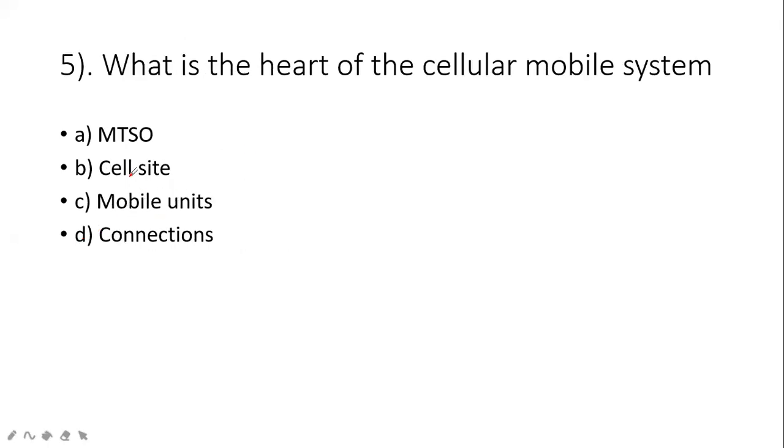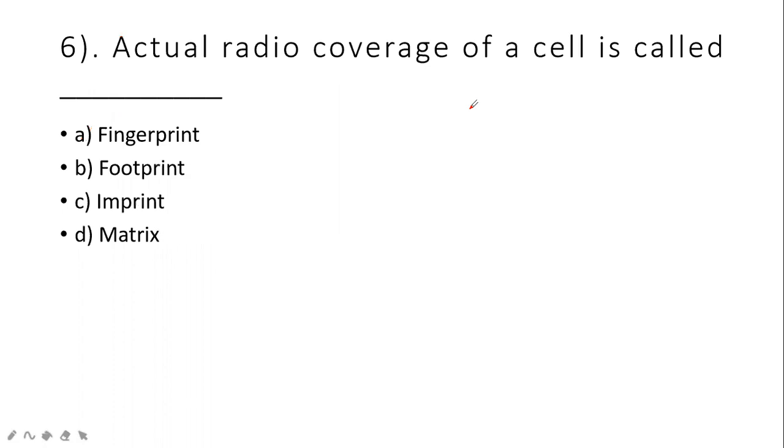Next question. Which is the heart of the cellular mobile system? The answer is MTSO, the Mobile Telephone Switching Office. Sixth question, the actual radio coverage of a cell is called footprint. Here the answer is B, footprint.